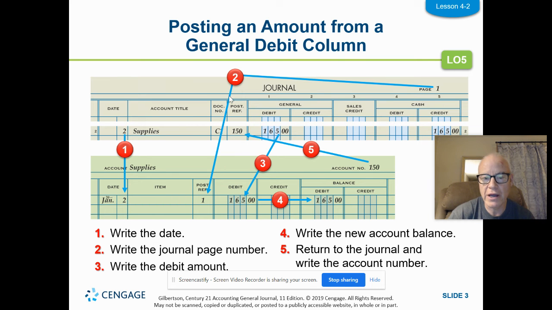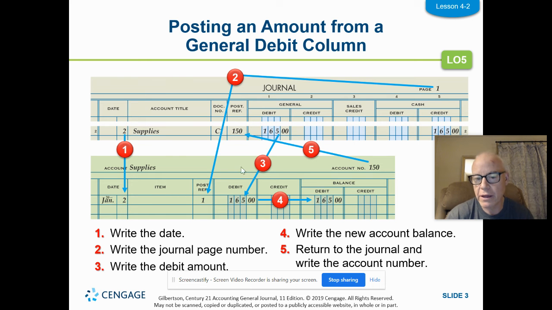Again, so we'll be able to track and go, okay, we've posted supplies to an account called account 150 to complete the posting process. Again, I'll say this would be computerized. It would be the same theory and same type of stuff going on, just a little more automated. Very important that we write the post reference page number in our general ledger, and we write the account number in the post reference in our general journal.